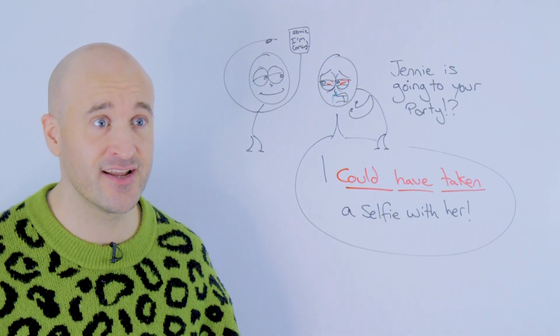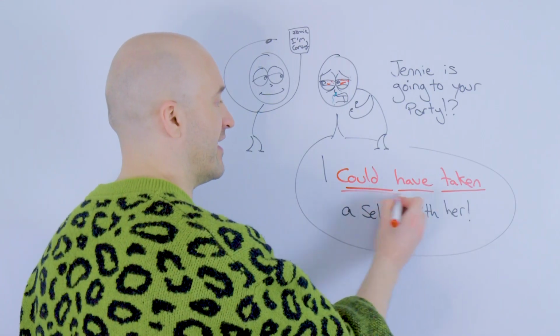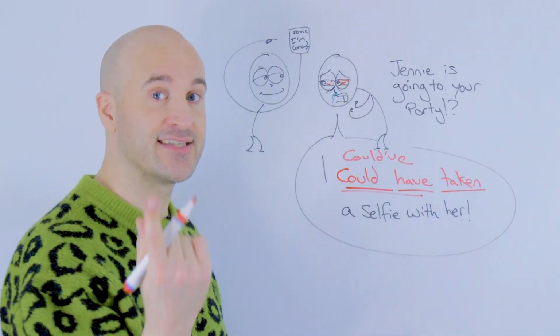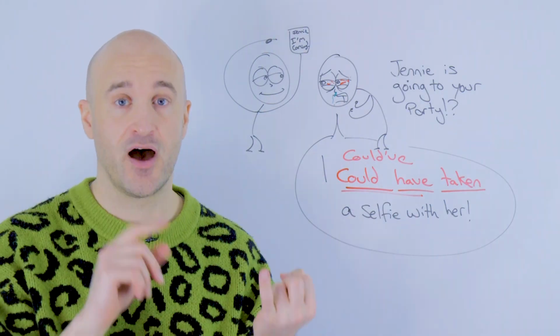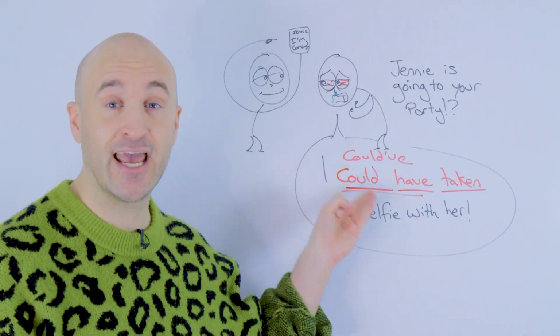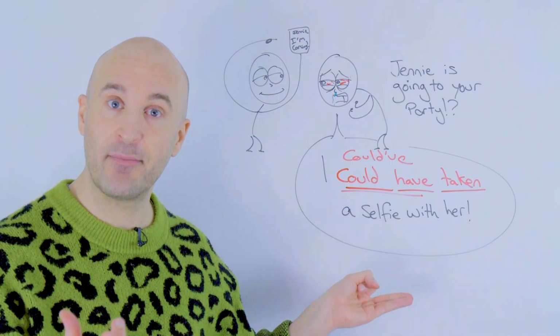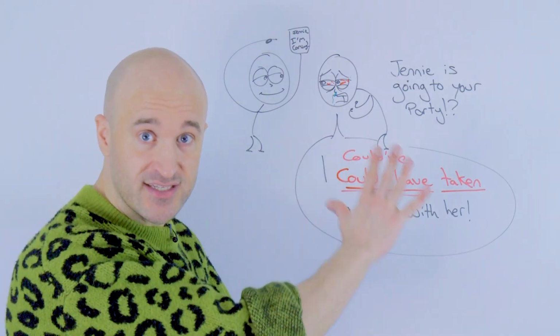"I could have taken a selfie with her." Pronunciation. You want to contract this. Could have. Say it with me. Could have. I could have taken a selfie with her. I could have gone. I could have drunk. I could have eaten. I could have taken a selfie with her. Remember, the contraction is always best. Okay, everyone is okay with this?